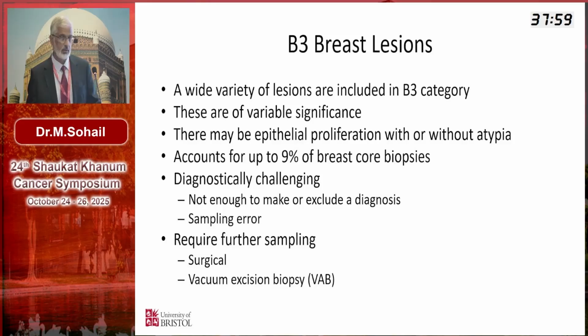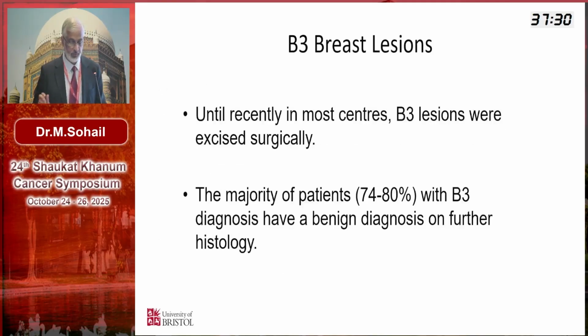If you look at the research publications, the B3 category amounts to about 9% of all core biopsies. And these are very challenging, not because they are very difficult, although some are, but mostly because of the limited amount of material we have on the biopsy. So sometimes there can be a sampling error too. For this reason, these lesions need further sampling, either in the form of surgical excision or vacuum excision biopsy.